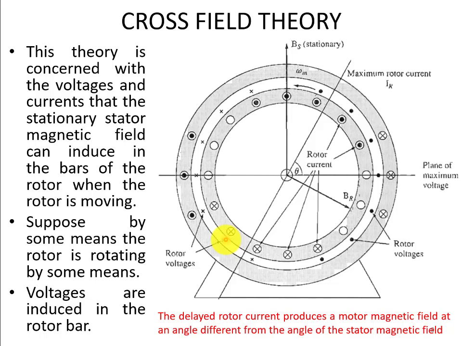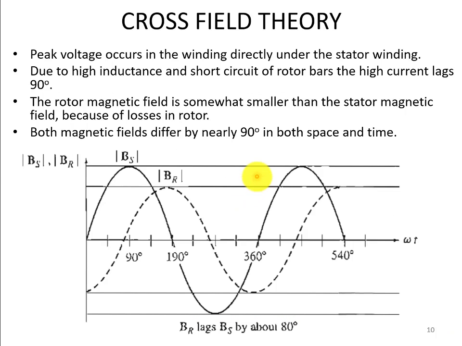Remember that we are assuming that by some means the rotor is rotating. So voltages are now induced in the rotor bars. When the peak voltage occurs in the winding directly under the stator winding, due to high inductance and short circuit of the rotor bars, the high current lags by 90 degrees. The rotor magnetic field is somewhat smaller than the stator magnetic field because of losses in the rotor, and both magnetic fields differ by nearly 90 degrees. Here we have assumed 80 percent in both space and time.